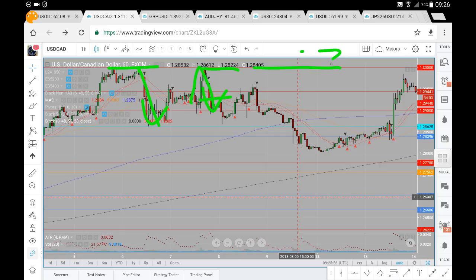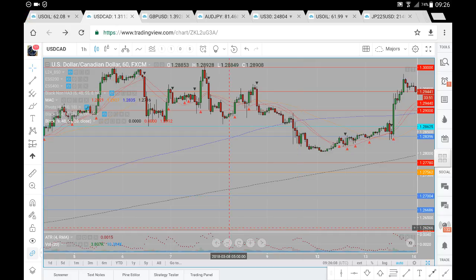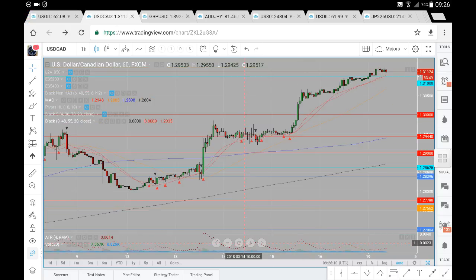So if we do break down from this 131, we'll be looking for price to head down towards that 130. Successful break, from which we'll be looking for price to head down towards that 129.44. And if we did break from 129.44, head down towards that 129 level. So those are pretty much the levels that we are looking at here on the USDCAD.